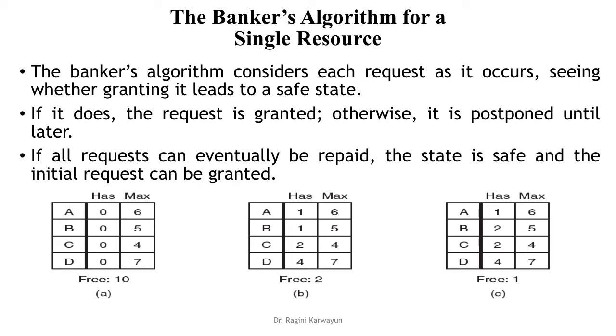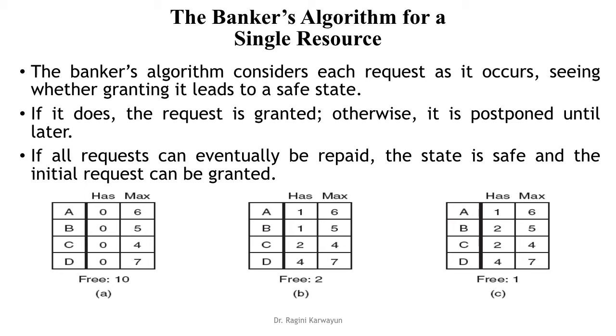But in the next case, diagram C, here we have allocated 2 resources to B. So the total is 10 resources out of 10: 4 plus 2 is 6, plus 2 is 8, plus 1 is 9. So we have allocated 9 resources and we have only 1 free. If we have 1 free, we won't be able to finish or service the pending request of any of the processes. So the system will turn into a deadlock state.